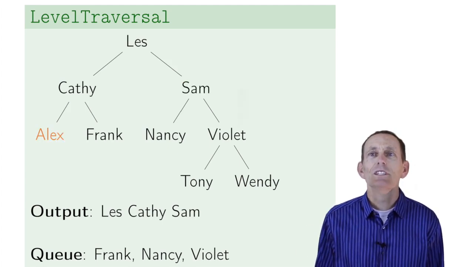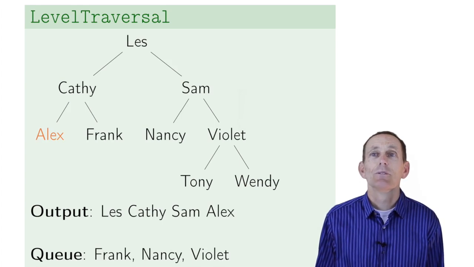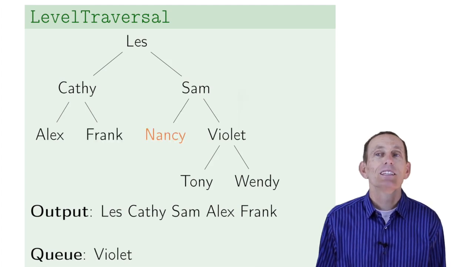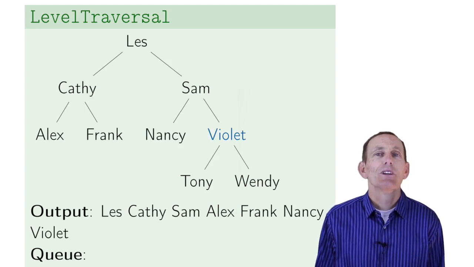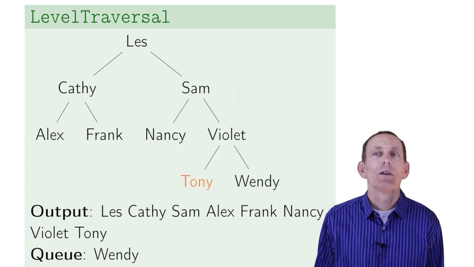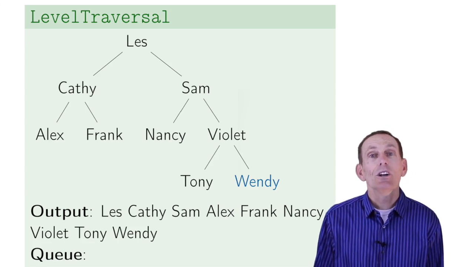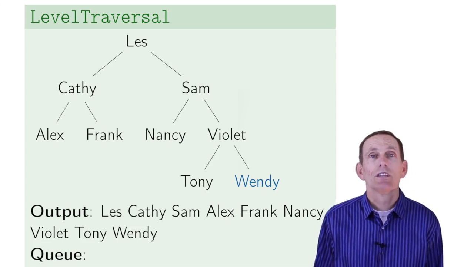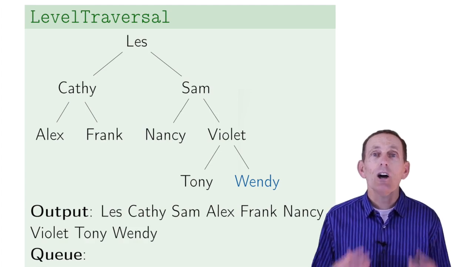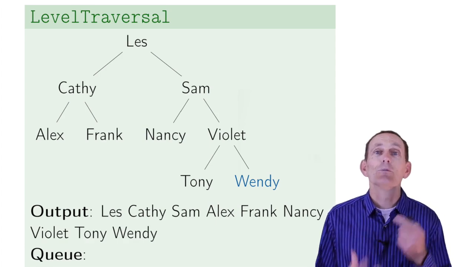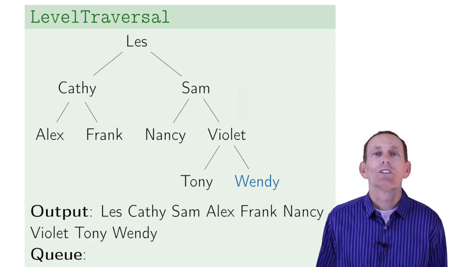So here we dequeue Alex, print it out, and we're done. Dequeue Frank, print it out, we're done with Frank. Dequeue Nancy, print it out, and we're done with Nancy. And Violet, we print it out, but then also enqueue Tony and Wendy, and then dequeue those and print them out. So this is a breadth first search with an explicit queue. You can do depth first searches iteratively rather than recursively, but you will need an additional data structure, which is a stack, in order to keep track of the work still to be done.